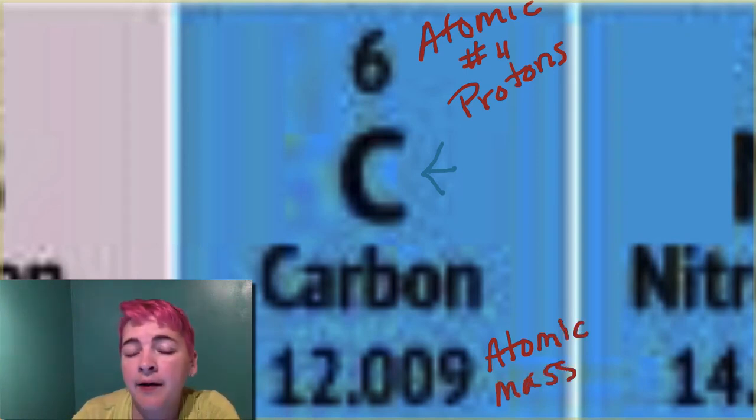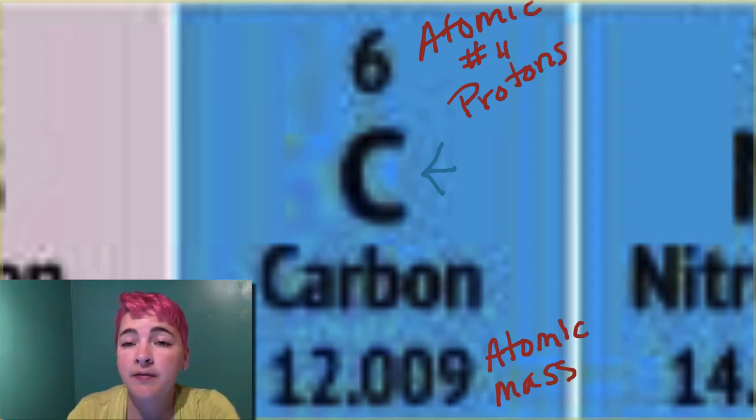In a stable atom, the number of protons will equal the number of electrons. There are many times where those numbers are not going to be equal, but that atomic number is always going to be equal to the number of protons.